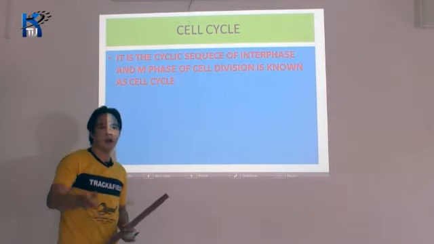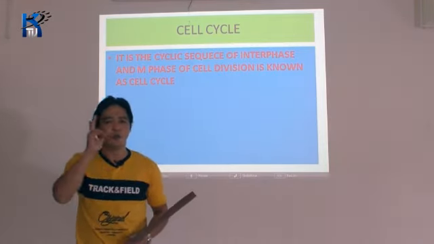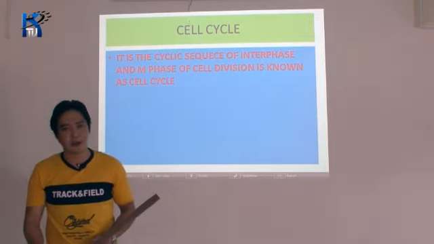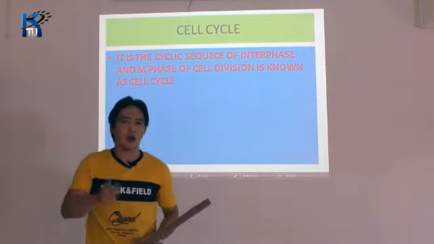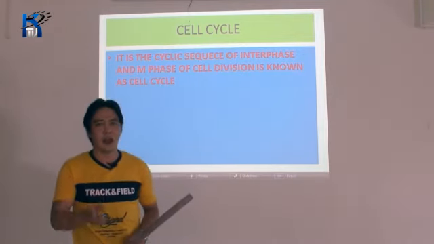In the cell cycle, or during any cell division, there are 2 main important phases. Number 1 is interphase, which is also known as the longest phase of cell cycle, and M phase.